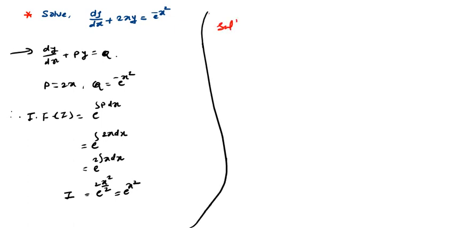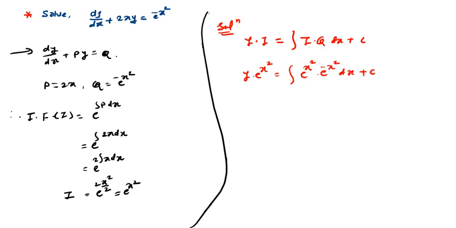So we got this integrating factor I, so we can find its solution. Its solution will be given by y into integrating factor equal to integration of integrating factor into q dx plus c. Here y into integrating factor is y into e to the power x square, equal to integrating factor e to the power x square into q, that is e raised to minus x square, dx plus c. Now here the power is positive and here it is negative, so both will get cancelled, equal to 1. So integration dx plus c, and integration of dx is x plus c. So this will be y into e to the power x square equal to x plus c. So this is how we will get the solution for it.